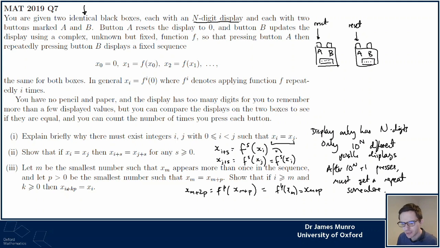Okay, let's think a little bit more about this. So we've got x(i+kp). We want to show that's equal to xi. Well, what is it equal to? It's equal to f to the kp of xi.